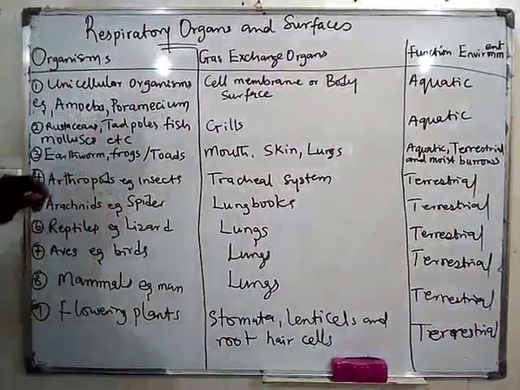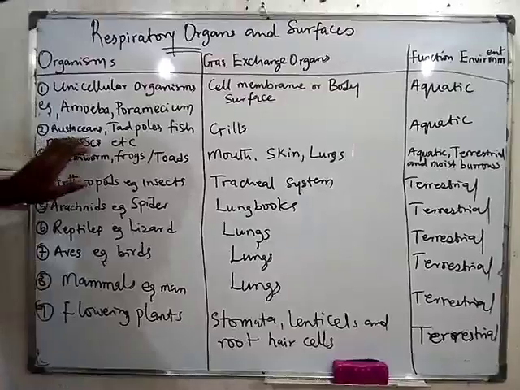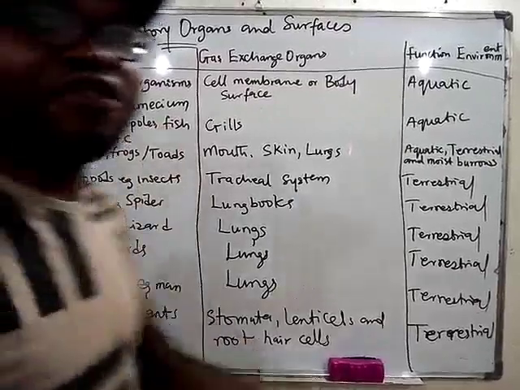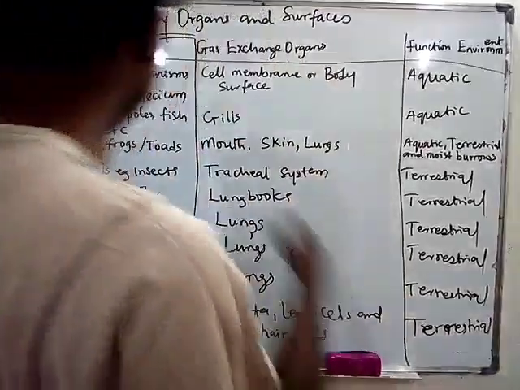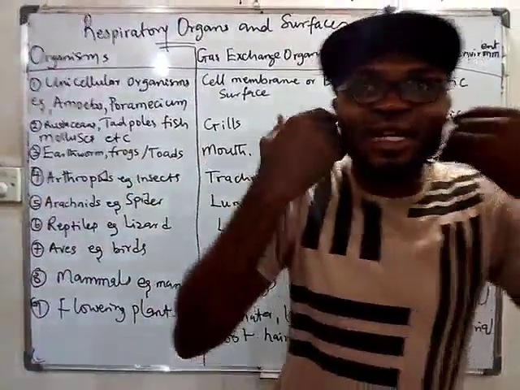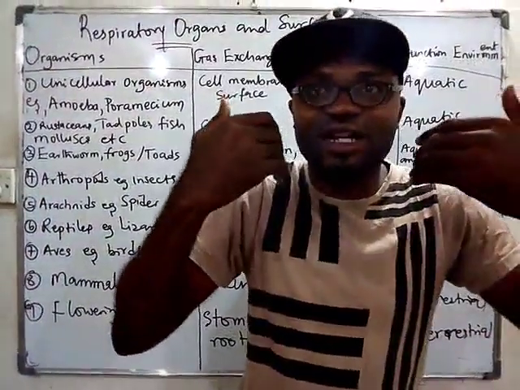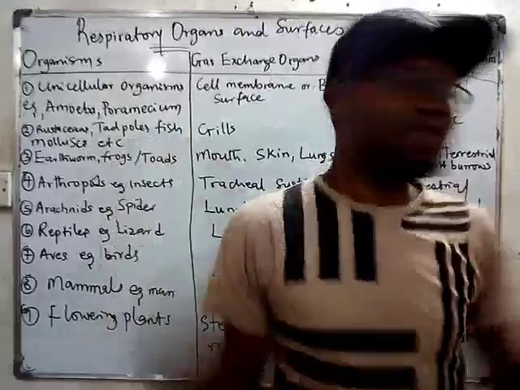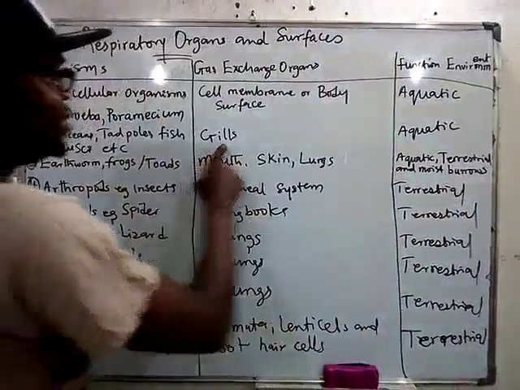Let's say for example, tadpoles, fishes. You know fish that swim in water. What do they use? They use what we call gills. Gills are the things on the side of the fish when you are killing the fish. You understand? That's what they use in respiration. So they use gills, and they are aquatic.